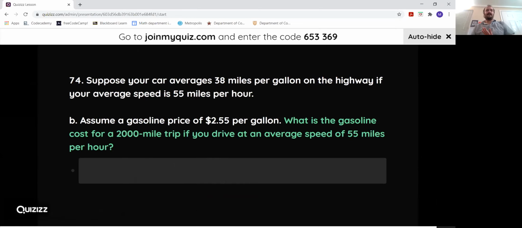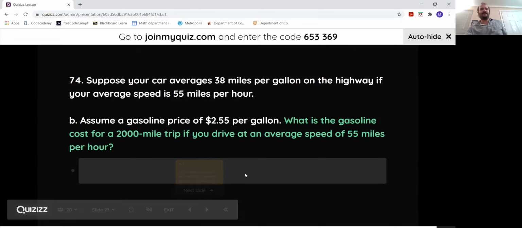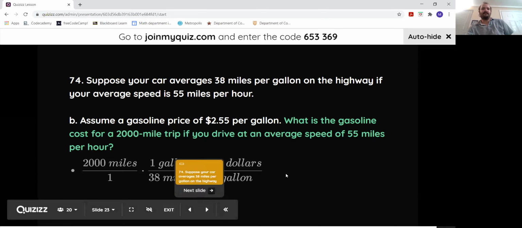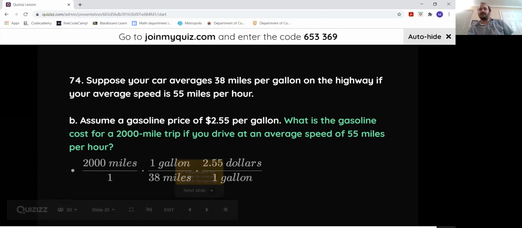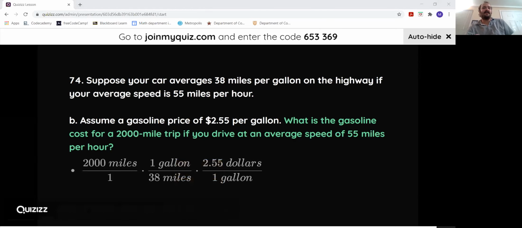So this is, like I was saying, we want to start out with 2,000 miles. If we don't know what to put something over, we can always put it over one. So I start out with the 2,000 miles. The next thing that I want to talk about is the 38 miles per gallon. Maybe I don't know which way I want to write that, but I know that I want my miles to simplify with my miles. And so then after I know that, the rest simplifies out.